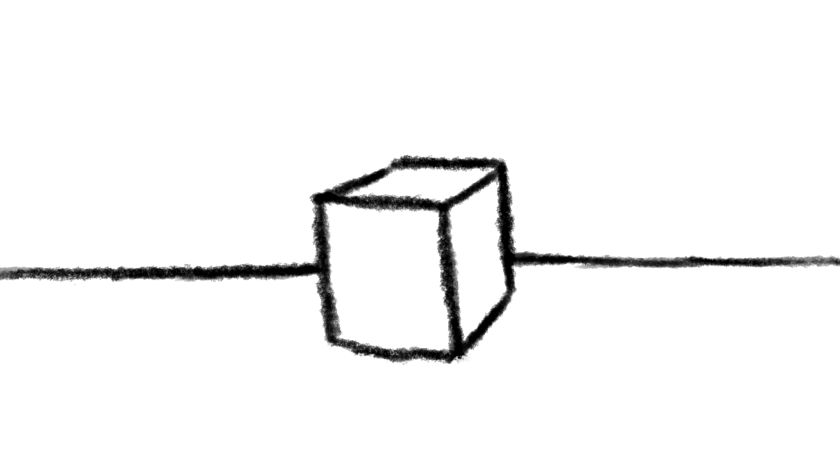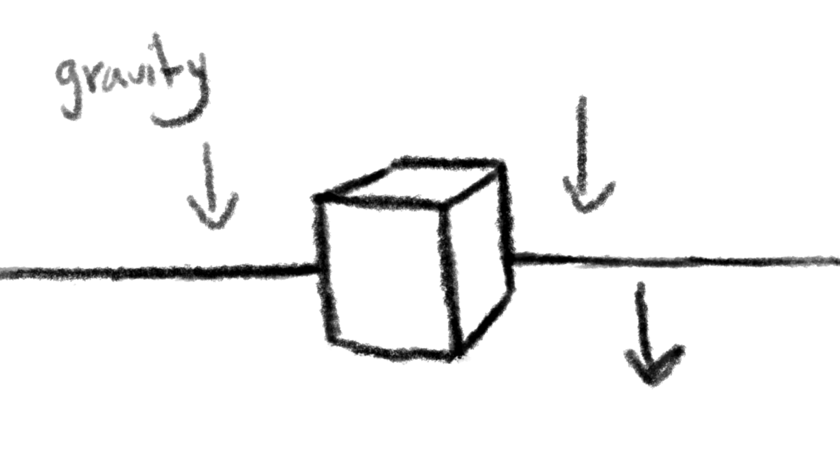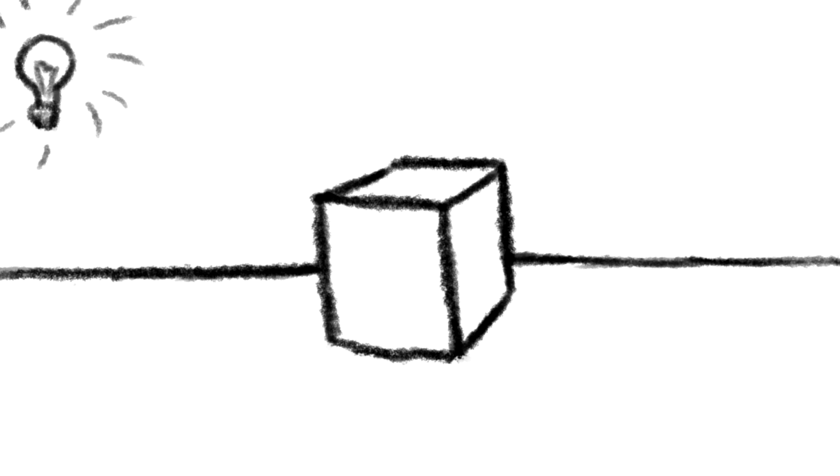If I add a table line, now the cube is grounded. It is sitting on the table or floor because of gravity. We can take this a step further with shading. Let's say there is a light bulb off to the top left. How will this light affect the cube?